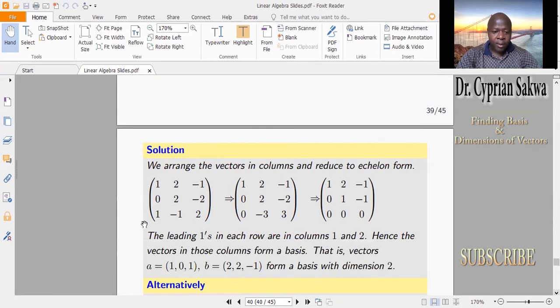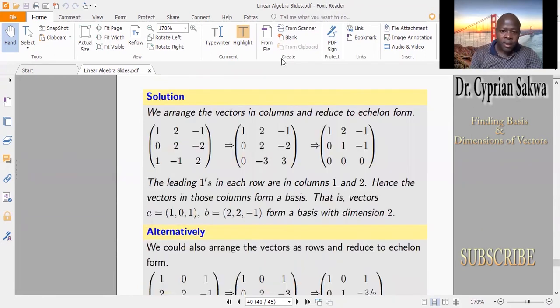echelon form, and I'll just remind you what we do to reduce to echelon form. We already have a 0 in this position, and that is very okay. I want a 0 in this other position. To get a 0 in this position, I'll take row 3 minus row 1 to give my new row 3. So 1 minus 1, I have a 0 here, and 2 minus -1, I have 3... and -1 minus 2, I have -3. So I have a 0 in this position and this position.